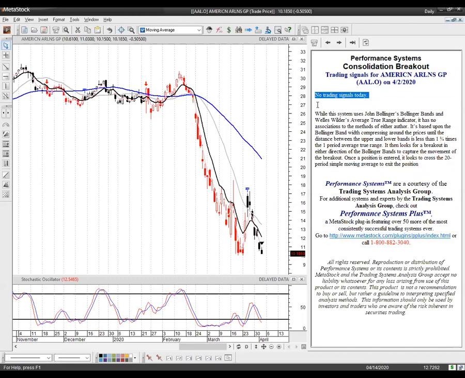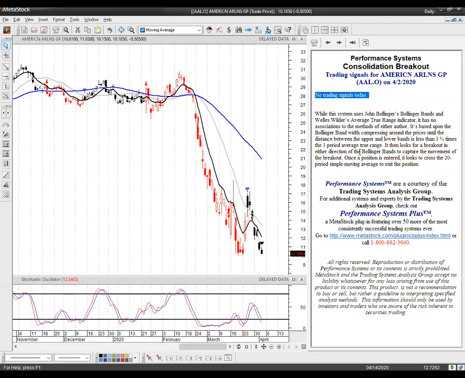It's going to tell me that while this system uses John Bollinger's Bollinger Bands and Welles Wilder's average true range indicator, it has no associations to the method of either. It's based on the Bollinger Bands compressing around the prices until the distance between the upper band and lower band is less than 1 3/4 times the one period average true range. It then looks for a breakout in either direction of the Bollinger Bands to capture the movement of this breakout. So now, if I want to learn a little bit more about this system, I attach the Bollinger Bands, I look at average true range, and I know where I'm going to start to look.